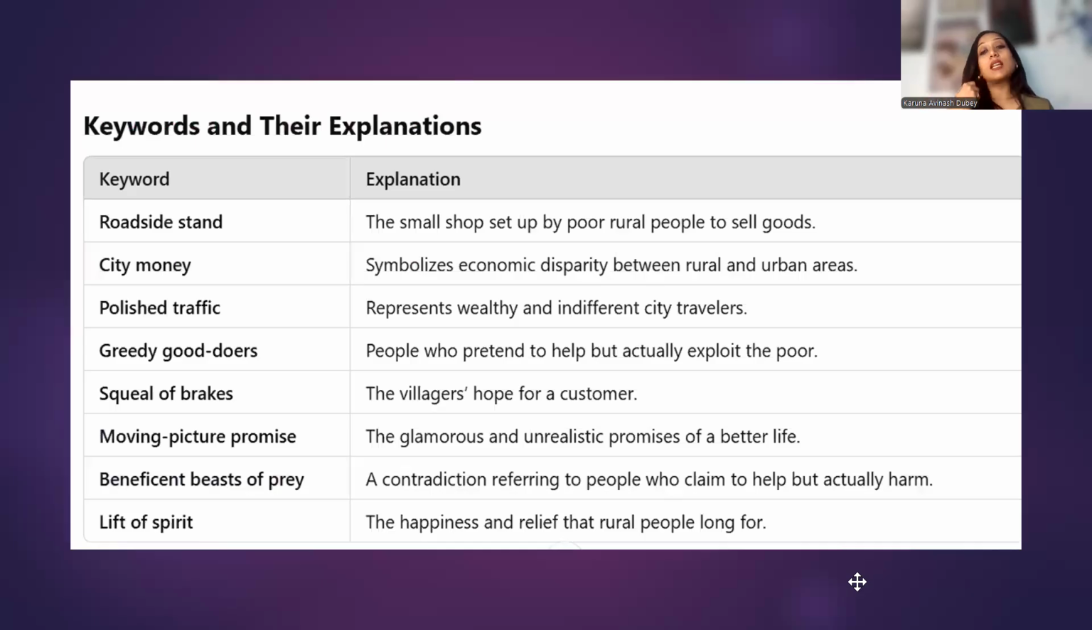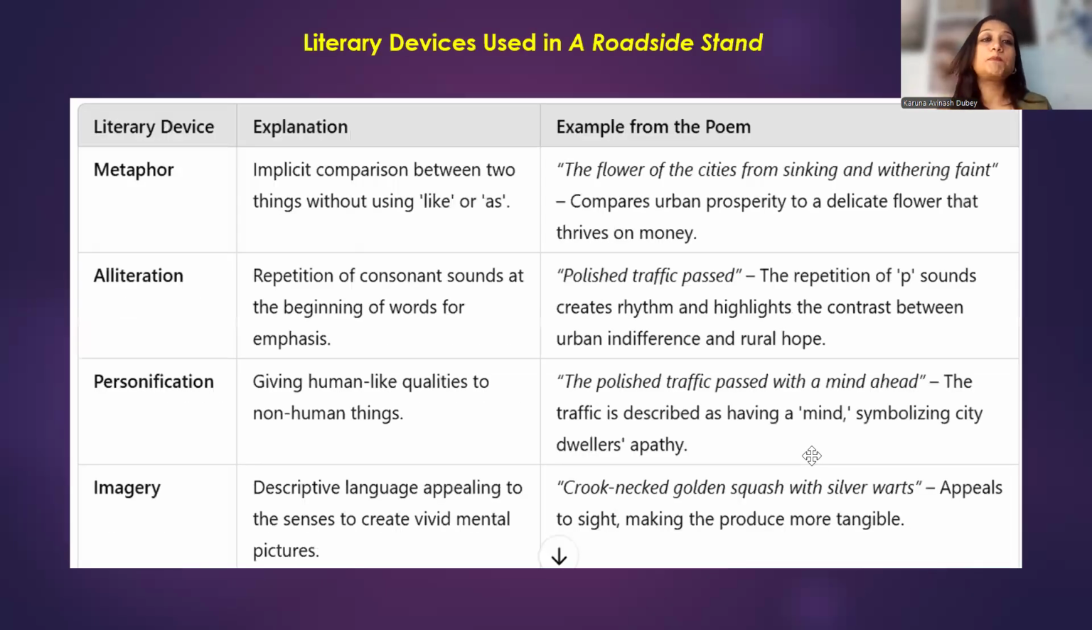Moving pictures promise the glamorous and unrealistic promise of a better life. Beneficence, beast of prey, a contradiction, referring to people who are promising to be beneficent, but they are really ruthless. Lift of spirit, the happiness, the relief that rural people long for, is absolutely missing.